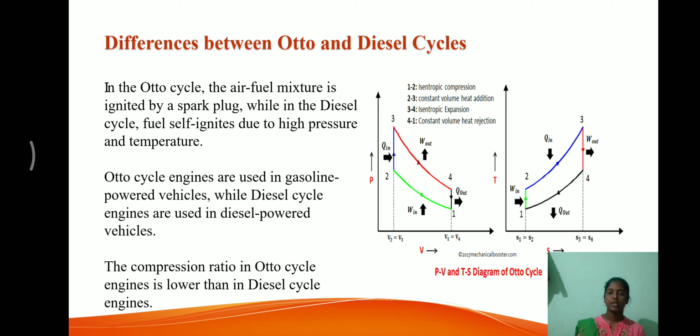P-V and T-S diagram of Otto cycle. 1 to 2 is isentropic compression, 2 to 3 is constant volume heat addition, 3 to 4 is isentropic expansion, 4 to 1 is constant volume heat rejection.